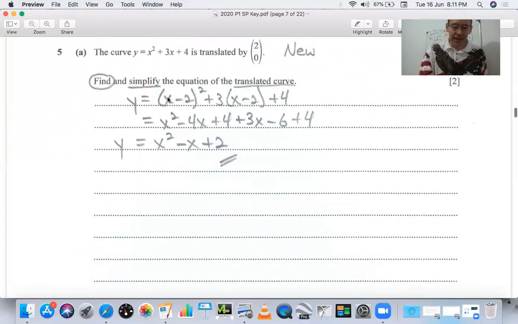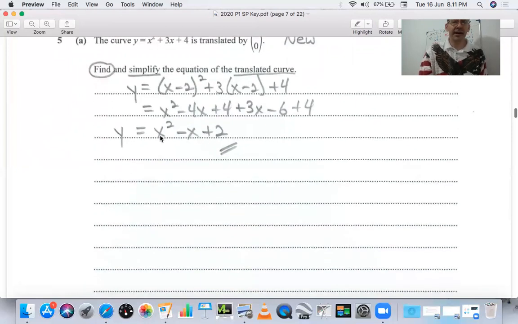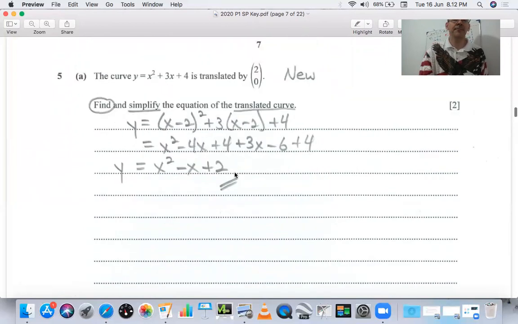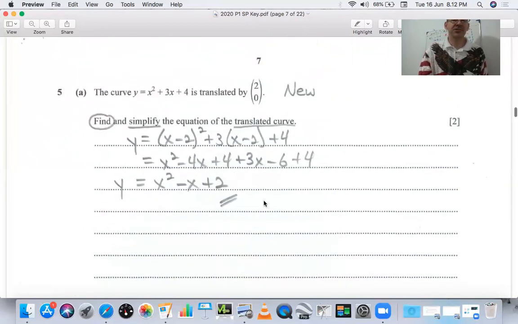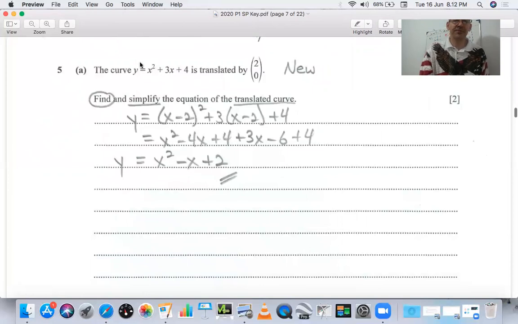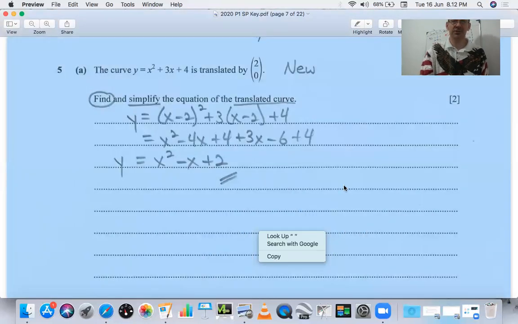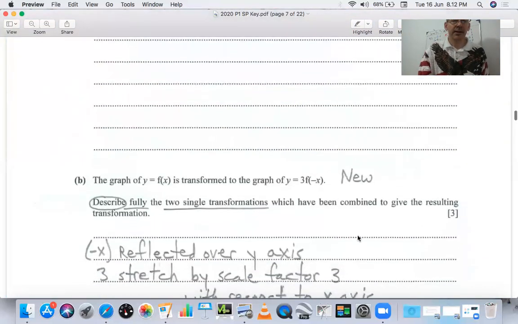Then you simplify it or expand it all out. So this gives us x squared minus 4x plus 4, and then 3x minus 6, so distribute the 3 through, and then the plus 4. So here's our x squared, minus 4x plus 3x is minus x, 4 minus 6 is a negative 2, negative 2 plus 4 is positive 2. So this curve translated by this column vector gives us this result. All right. Now let's go down here.